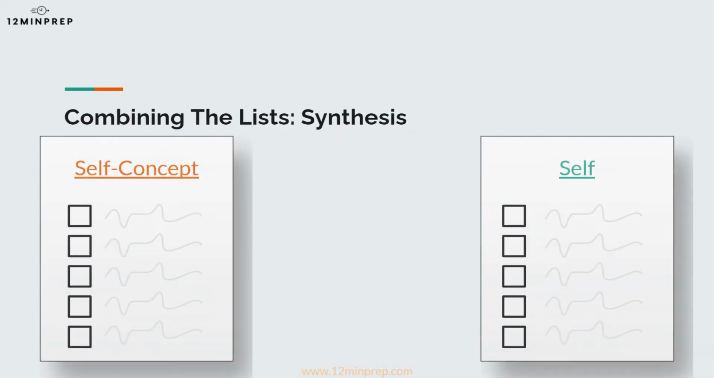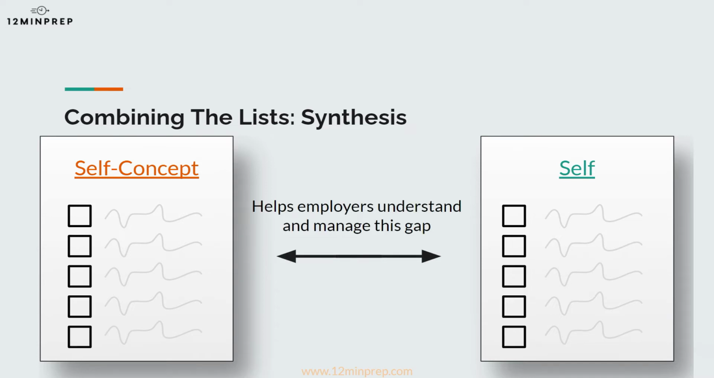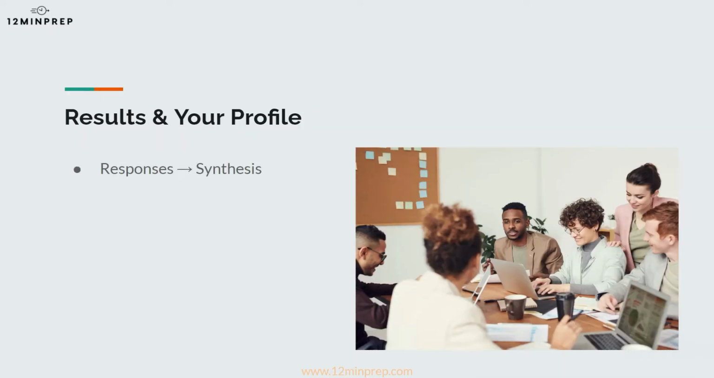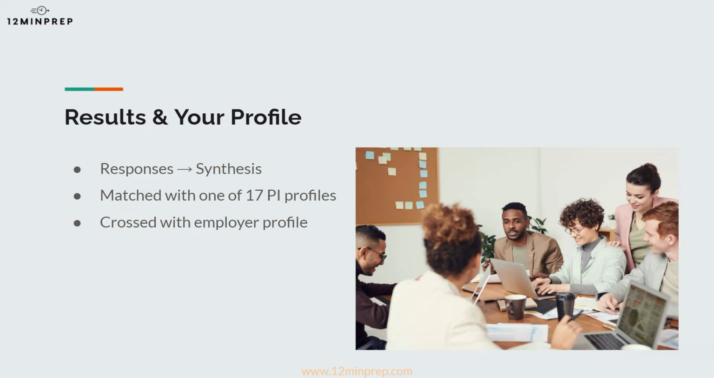The combination of the 2 questionnaires helps employers understand how you manage your behavior given the gap between your natural self and your environment-based self-concept. What you select as well as what you don't select from the list of adjectives reveals a lot of relevant data about you to potential employers. Upon submission, your responses are analyzed and translated into what is called a synthesis. Your synthesis will be matched with one of 17 available PI profiles, which describe your drives and needs in a workplace. It will also be crossed with a specific profile that was pre-built by the employer.